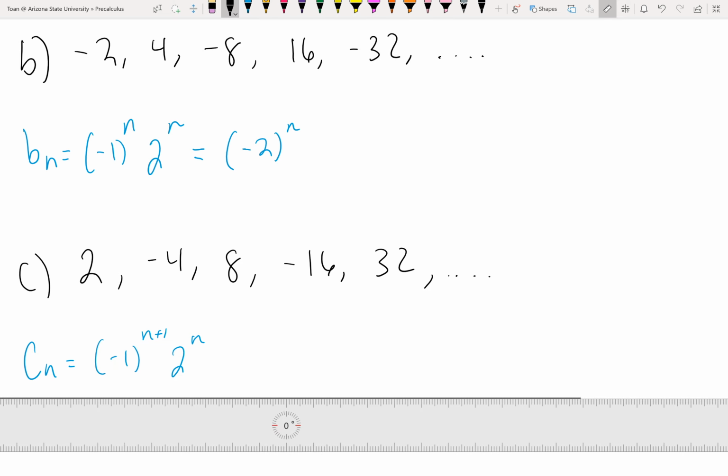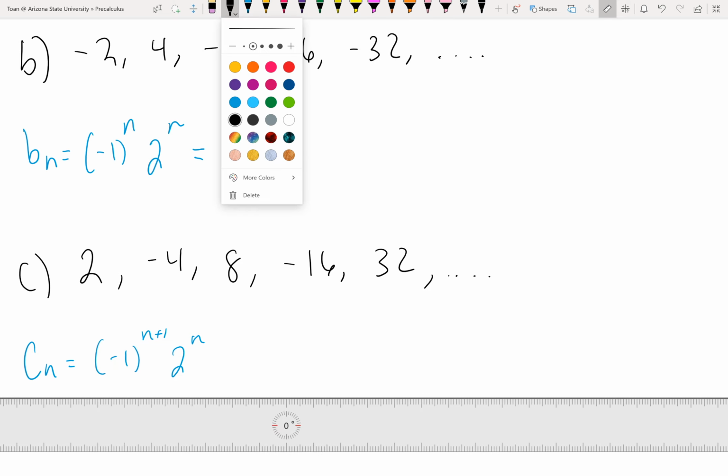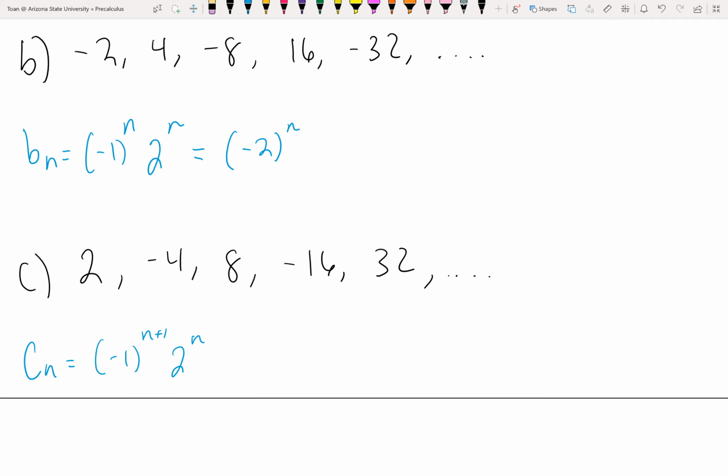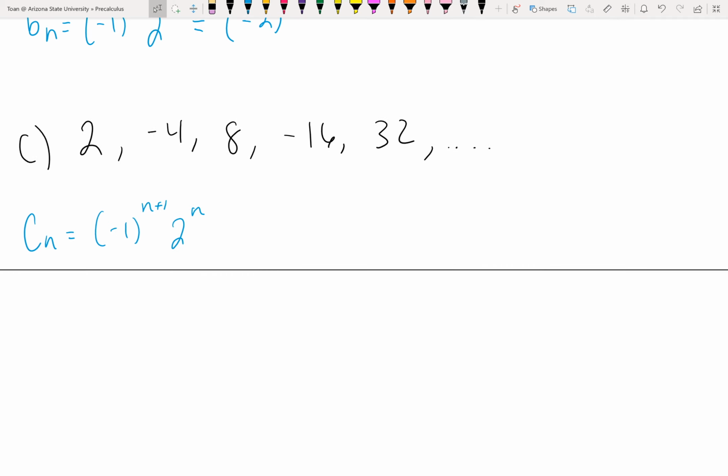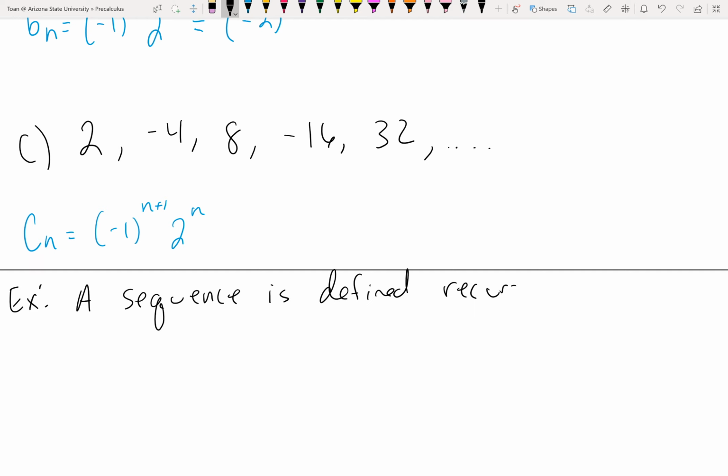Explicit formulas, recursive formulas, it doesn't matter. I expect you guys to be comfortable handling them. And again, it's just straightforward plug and chug. Suppose I told you that a sequence is defined recursively by, now in a recursive sequence, they will always tell you one or several terms.